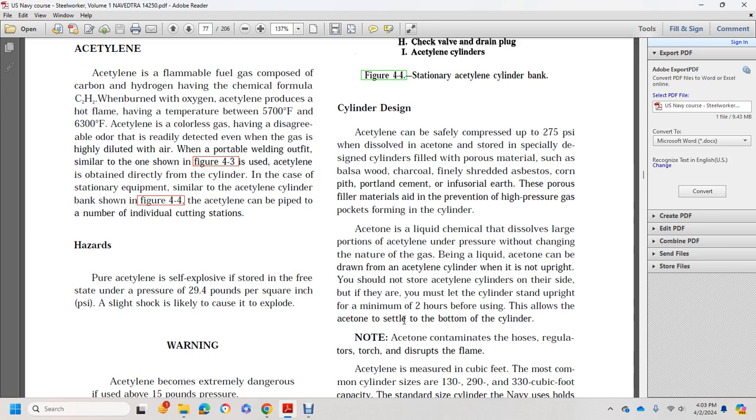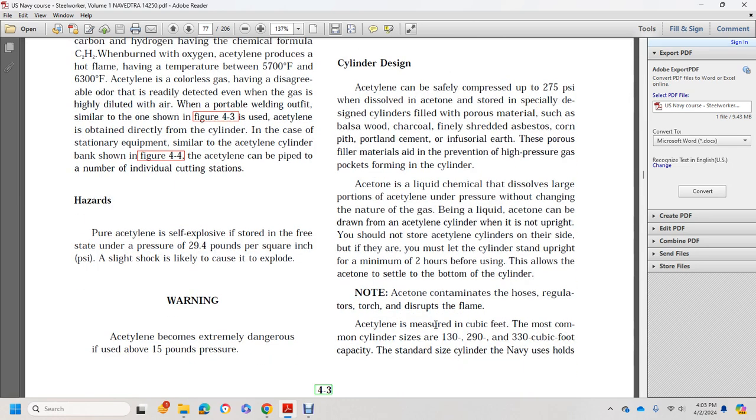Being a liquid, acetone can be drawn out of the acetylene cylinder if it is not upright. You should not store acetylene cylinders on their side, but if they are, you must let the cylinder stand upright for a minimum of 2 hours before using it. This allows the acetone to settle to the bottom of the cylinder. Note that acetylene is used with a regulator, hose, torch, and flash arrestor.